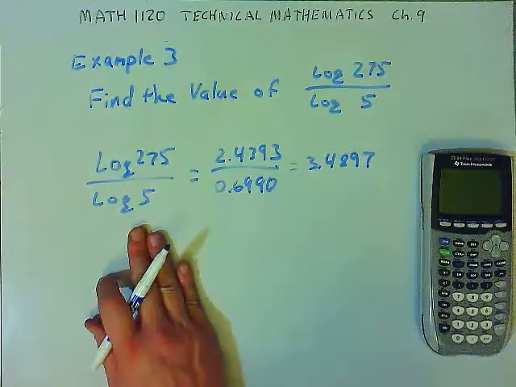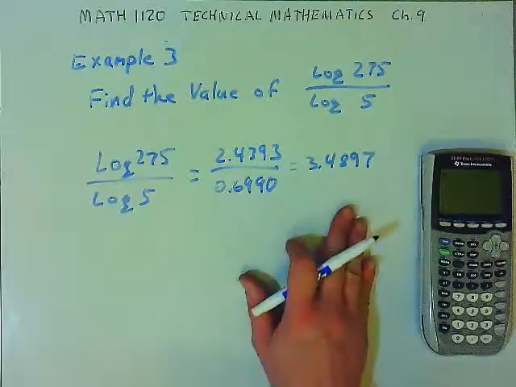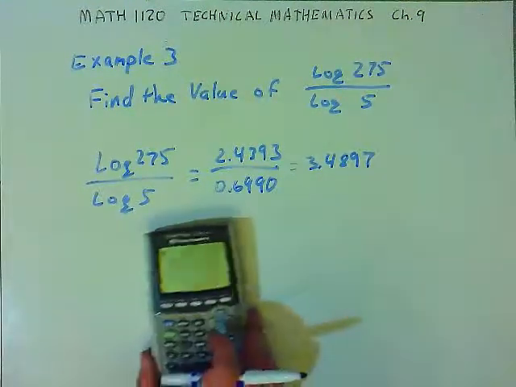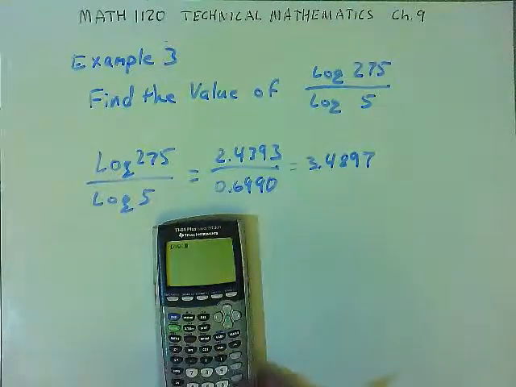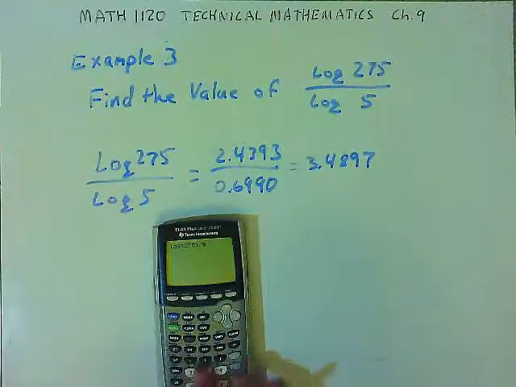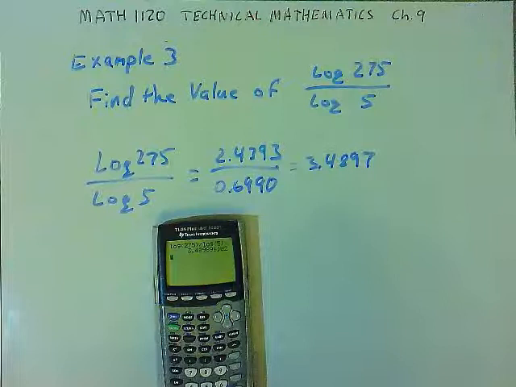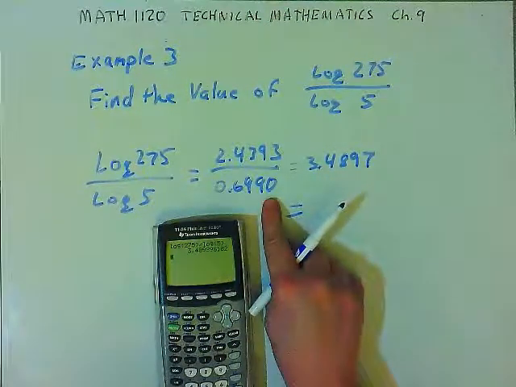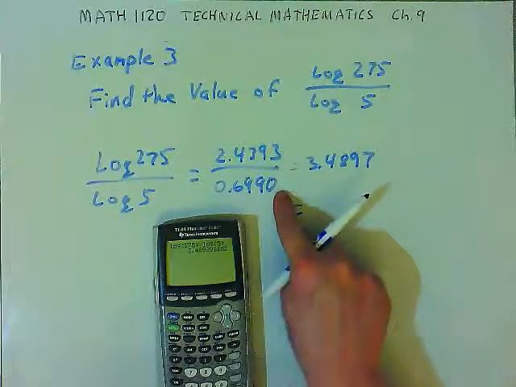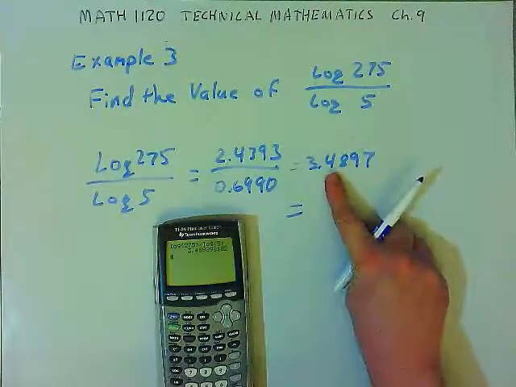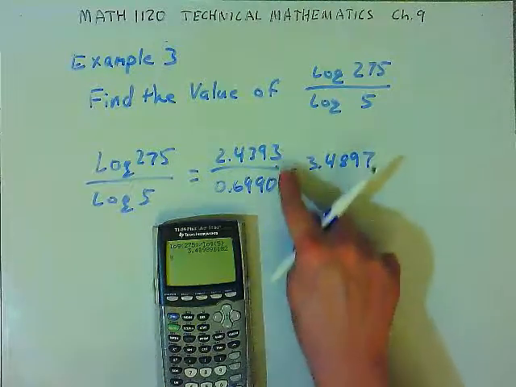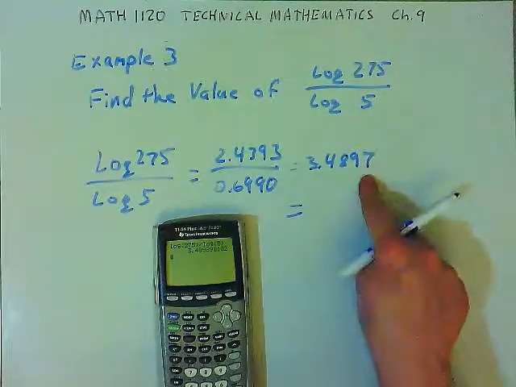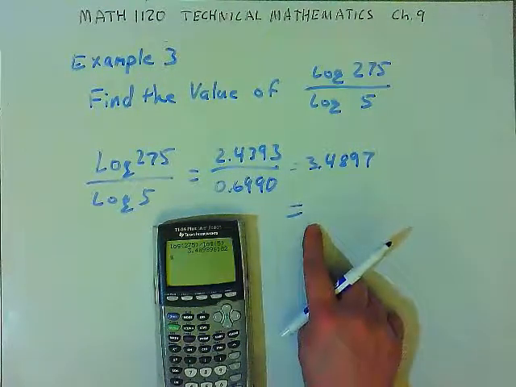And so I did this one step at a time, found those values, and then divided. My calculator will do all of this for me. I could just type in log 275, make sure I close the parentheses, and then divide by log 5, and again close the parentheses and press equals. And when I do it all at once, I do get a slightly different answer because I got some rounding error here. I should have kept more significant figures. If I wanted my answer to be 4 decimal places, I should have kept 5 decimal places in these and then divided and then rounded it to 4. So I do get a slightly different answer here.